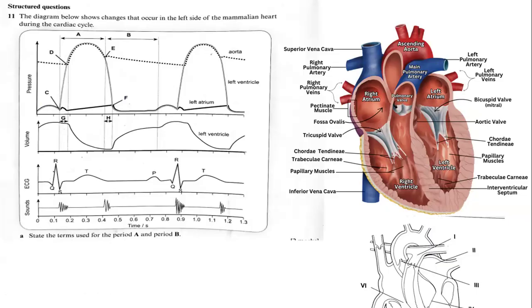Okay, there are two valves we really need to pay attention to. We need to pay attention to the mitral valve or the bicuspid valve, and we need to pay attention to the aortic valve, the same one right there. All right. So, what is happening to the pressure? What causes the valves to open? What causes the valve to close?